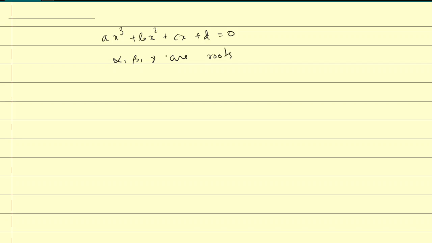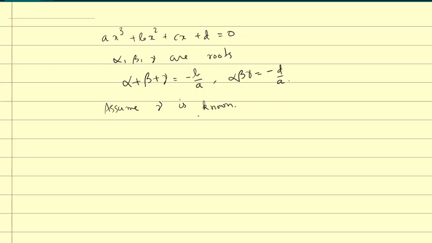If these are the roots of this equation, then we know that the sum of the roots is given by minus b by a, and the product alpha, beta, gamma is given by minus d by a. Assuming that one of the roots can be found out by trial and error, then the other roots can be found out easily without any long division or synthetic division. So assume that gamma is known, gamma is given or known.